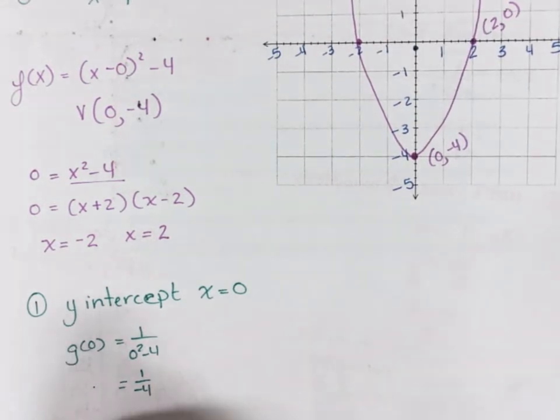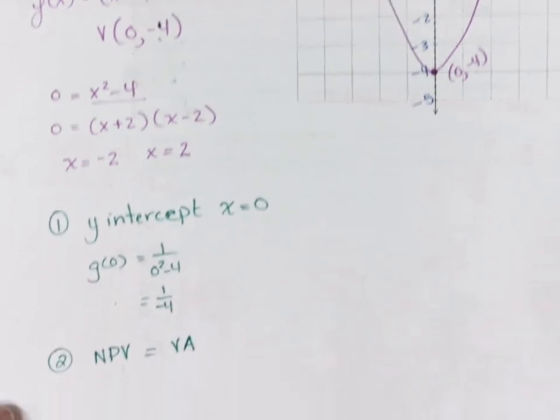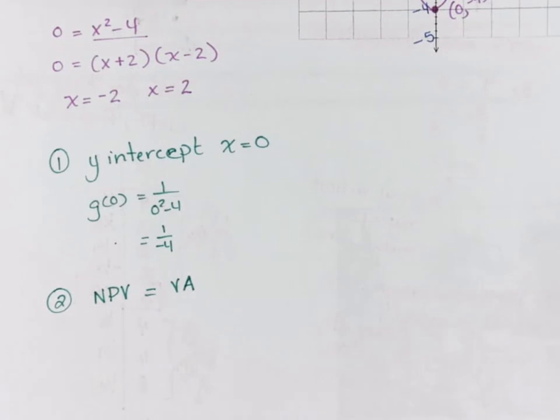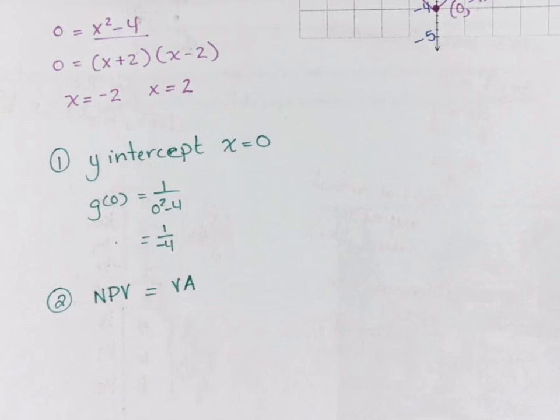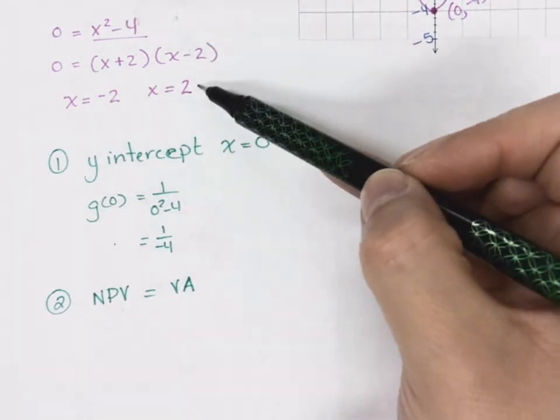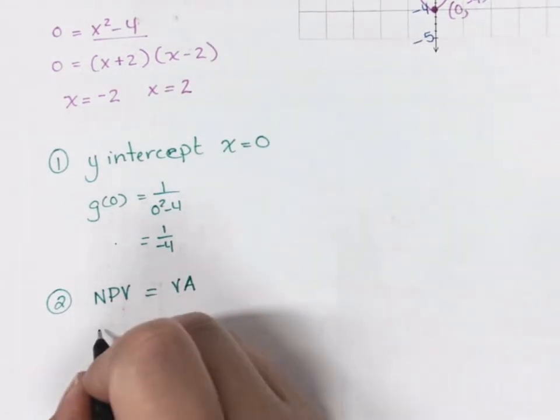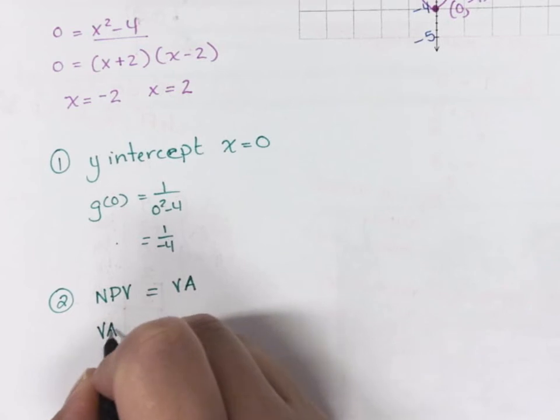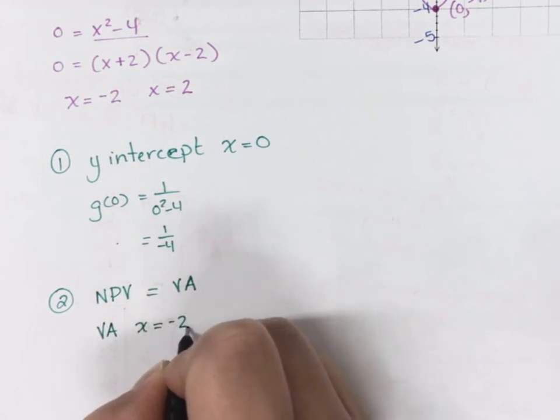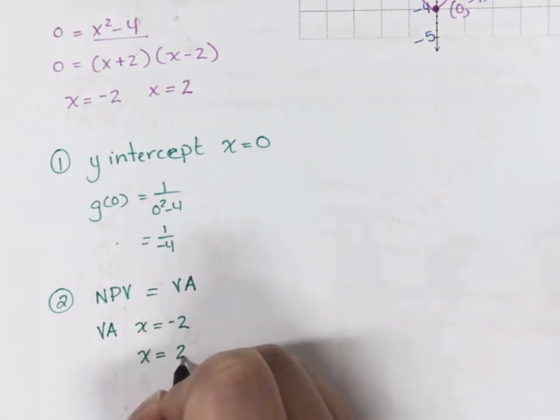Step 2 was non-permissible values. Non-permissible values equal your vertical asymptotes, right? So what are my non-permissible values in my denominator? Hint, hint. You've already done the work, right? You don't need to redo it because you did it up here to find the x-intercepts. So we know that we're going to have vertical asymptotes. One's going to happen at -2 and one's going to happen at positive 2.